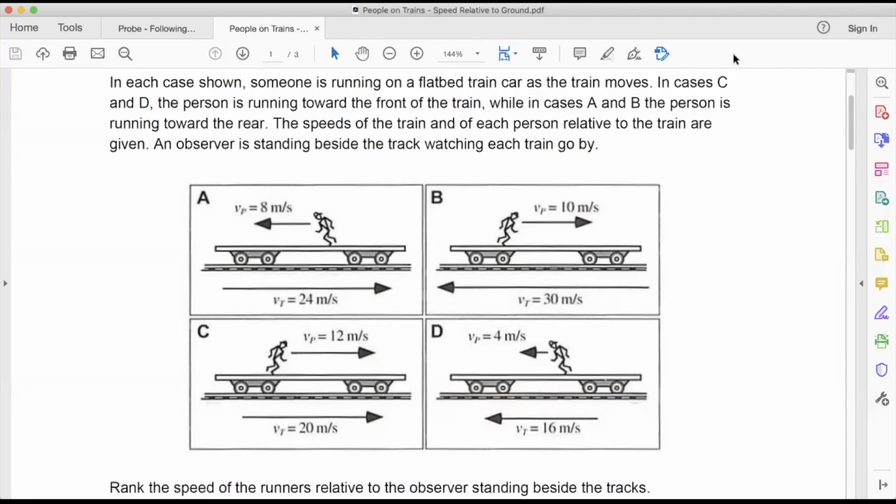32. All right. Thank you, everybody, for participating. We'll see that C was the fastest at 32. B and D are equal to each other at 20. And A was the slowest at 16.